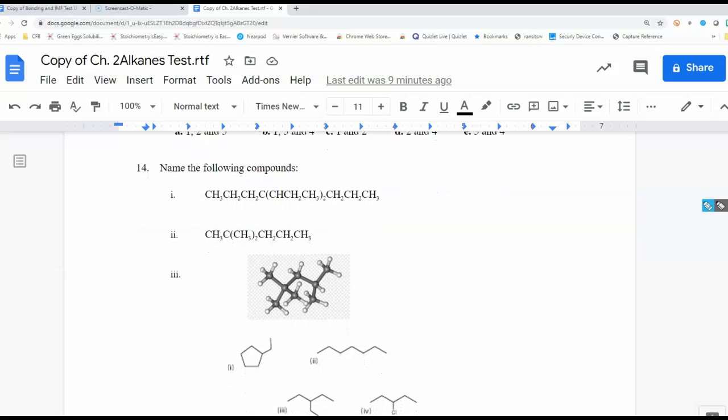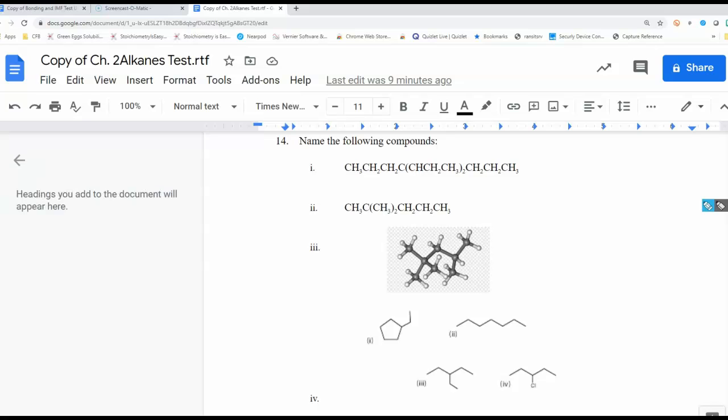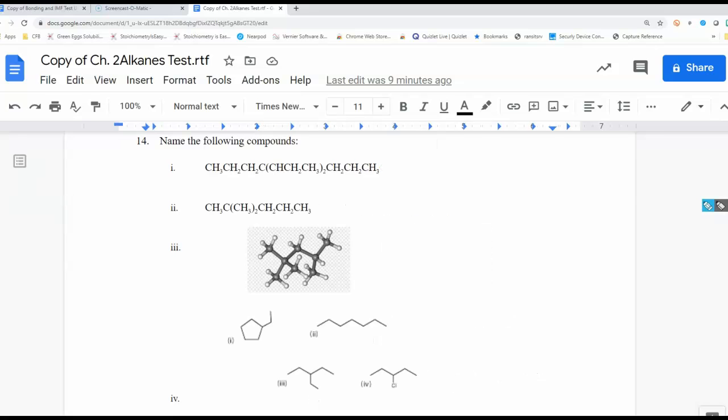Okay, so we're going to name the following compounds for this. So let's go ahead and see if we can figure these out. This one, I've got a CH3. Nope, not what I wanted to do. Let's get rid of that. Here we go. And so this one, I have a CH3, CH2, CH2 carbon, and then I have this thing attached to it, and it's going off on 2 sides. Okay, so this one I'm going to have to draw out, so let me just add to what I have.